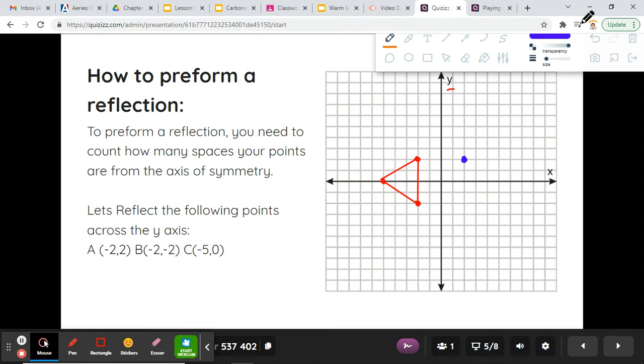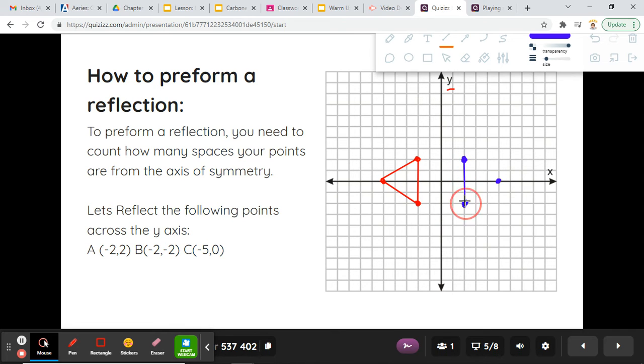My point on the x-axis is 5 units from the axis of symmetry, so I need to go 1, 2, 3, 4, 5 units in the opposite direction. And this point right here is, again, 1, 2 spots from the axis of symmetry, so I need to go 1, 2 spots in the other direction. And that right there is how you reflect your points across a y-axis.